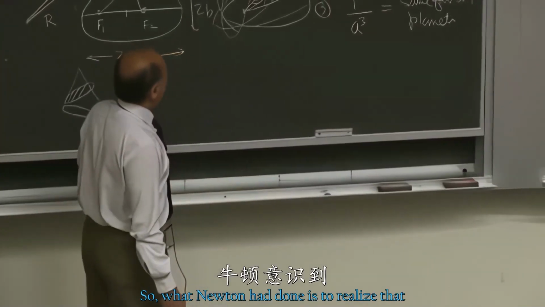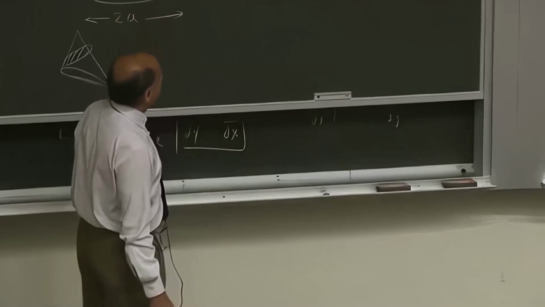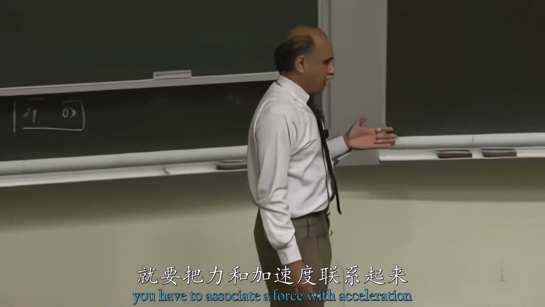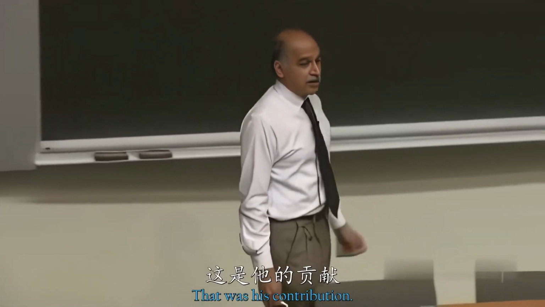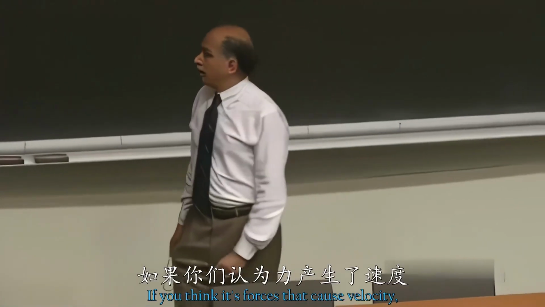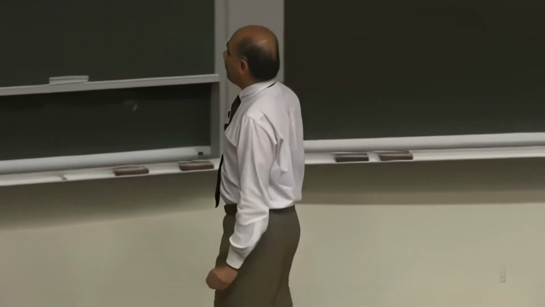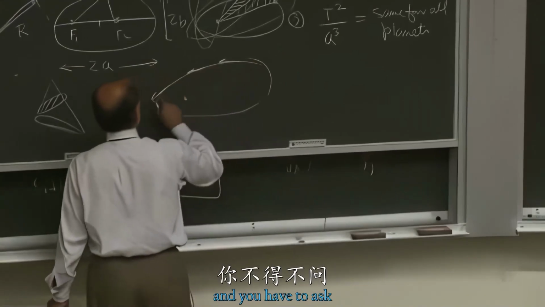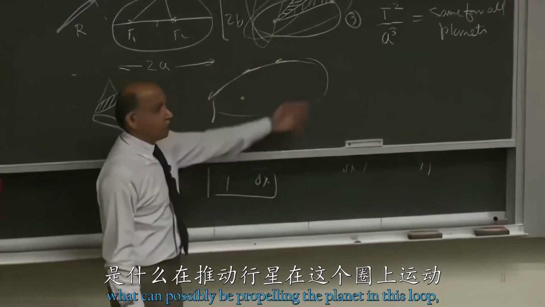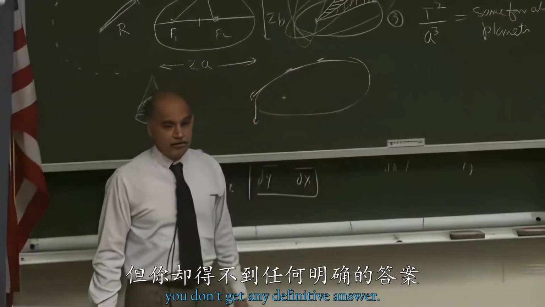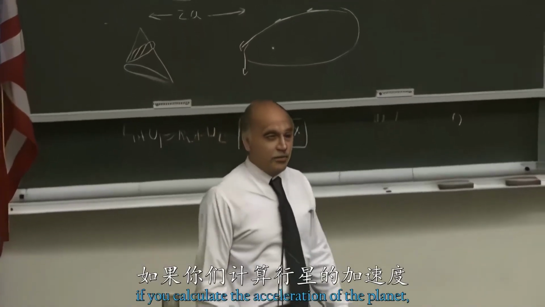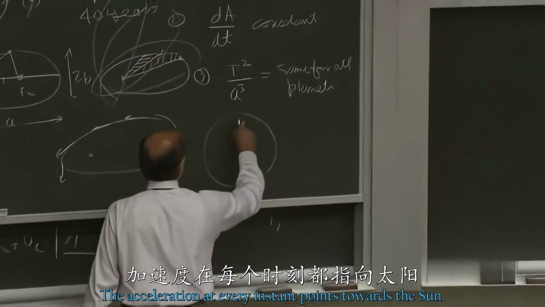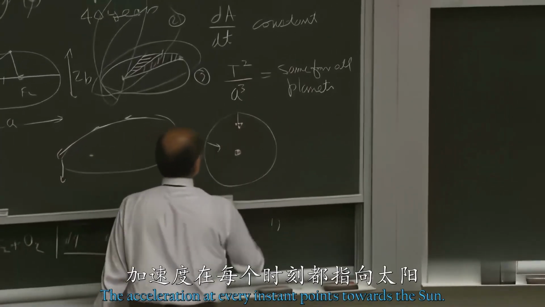So what Newton had done is to realize that in order to understand motion of bodies, you have to associate a force with acceleration and not with velocity. That was his contribution. If you think it's forces that cause velocity, you look at a planet going around the sun, where the velocity is pointing in different directions at different times, and you have to ask, what can possibly be propelling the planet in this loop? You don't get any definitive answer. On the other hand, if you calculate the acceleration of the planet, take the simple case where the planet is going on a circle, the acceleration at every instant points towards the sun.